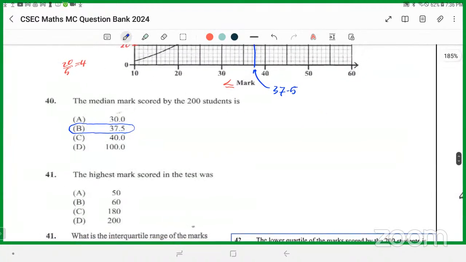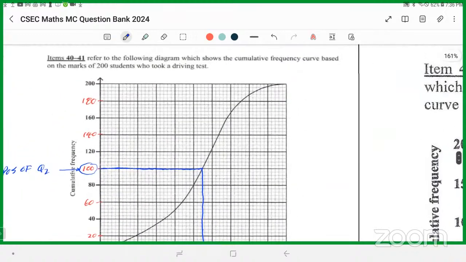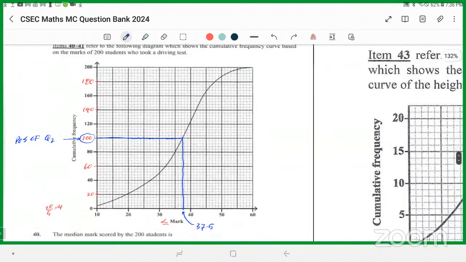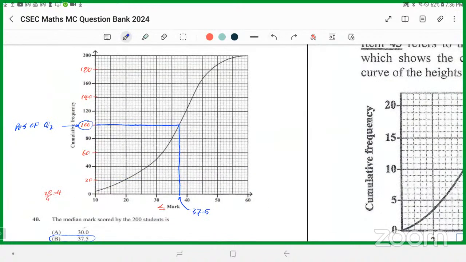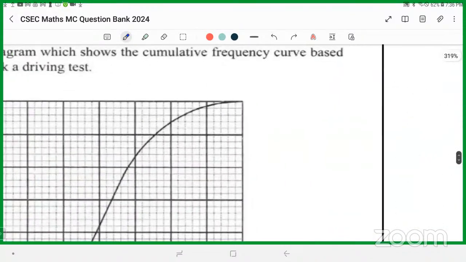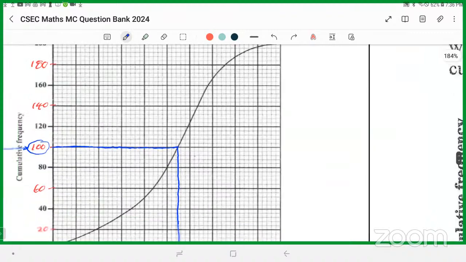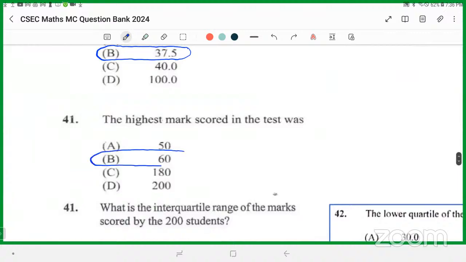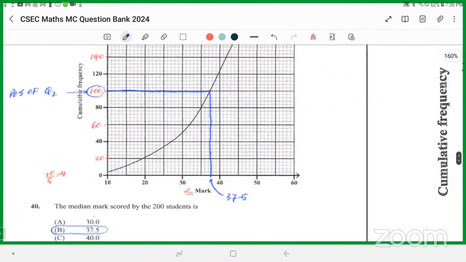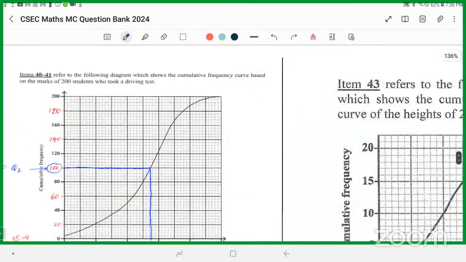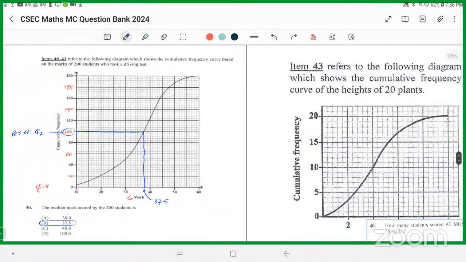Next one, the highest mark scored in the test. So the highest mark scored in the test is out here. These are the marks, you know. So I would say 60 based on this, because these are the marks down here. So I say this 60 down here. All right. So let me see if 60 is the other answer. Yep, 60. All right. So 60 was scored by the person all the way up here. 60 marks, the highest marks scored on the test.